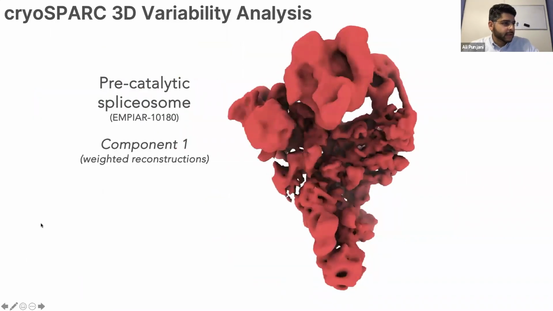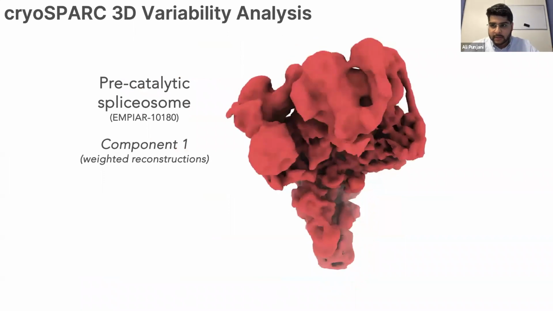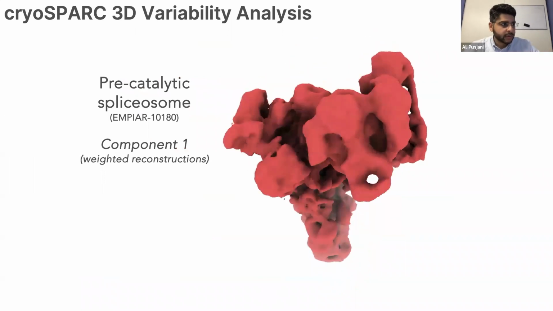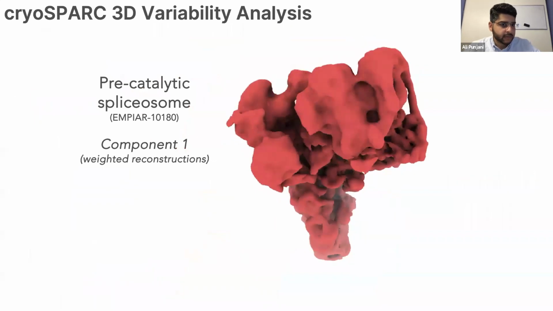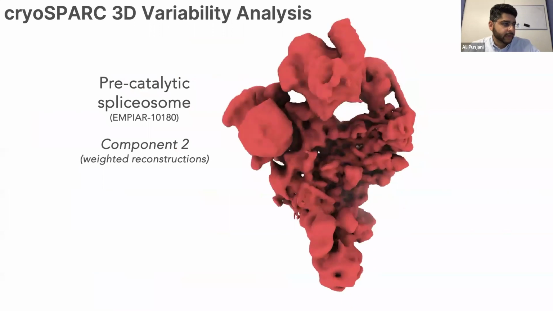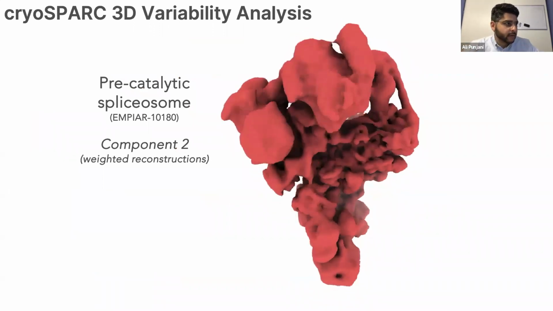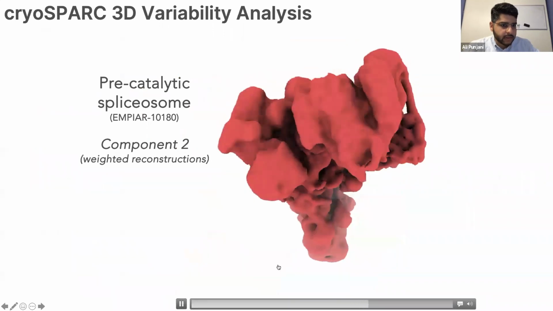What we see there is that we can get higher quality intermediate reconstructions that show us motion in a more interesting way. And this is for the precatalytic spliceosome, one of the components. And the other component, moving in a different joint manner of the 2 moving pieces, along with transverse motion of the foot region.